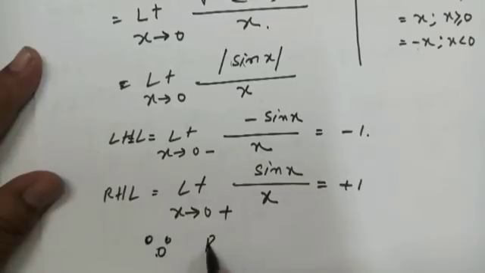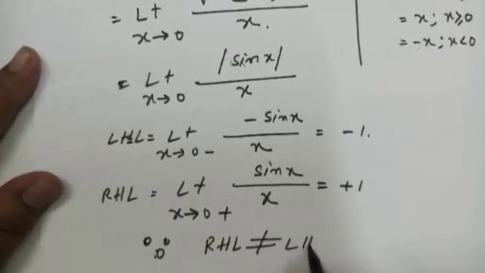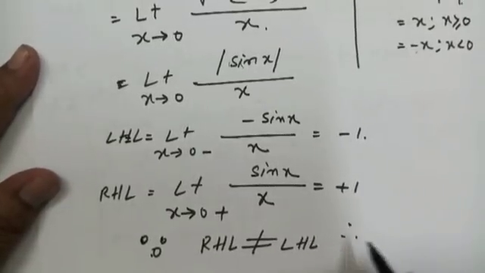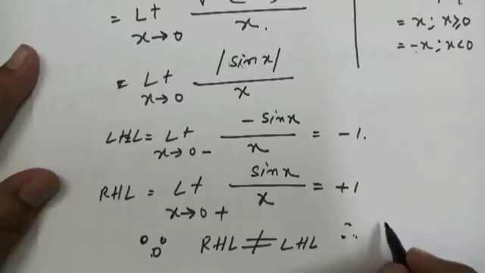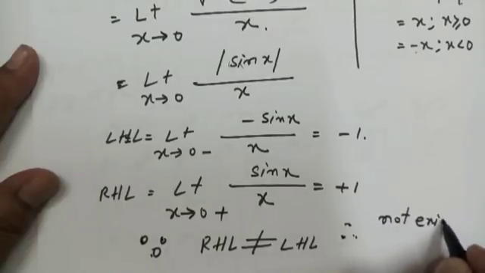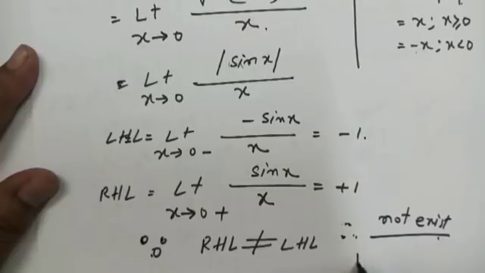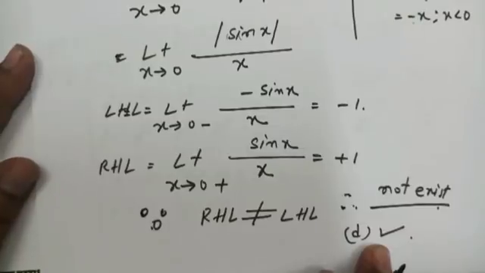Since right hand limit is not equal to left hand limit, therefore limit does not exist. Limit does not exist, that is option D is the correct option. Option D is the correct option.